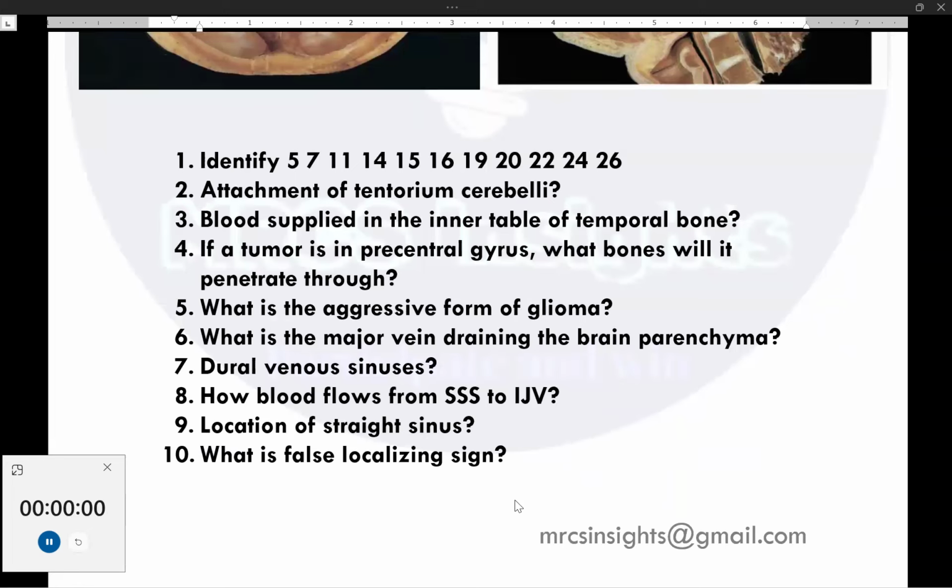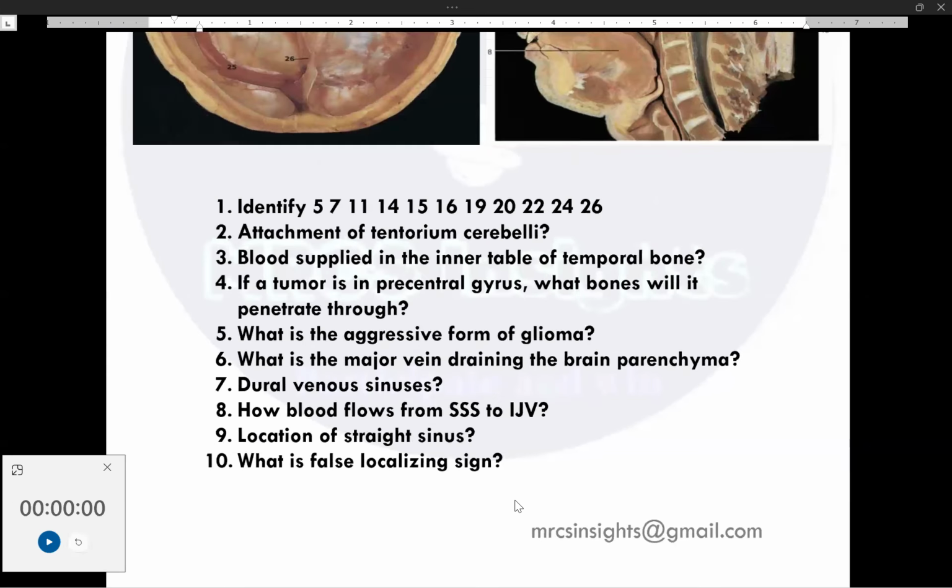So now tell me what is false localizing sign? False localizing signs are neurological signs which reflect dysfunction in an area distant from the exact anatomical location. Like if there is raised intracranial pressure, commonly nerve injury, abducens palsy, but its symptom will be remote from the primary lesion. There will be paralysis of the lateral rectus muscle of the eye, and there is lateral gaze defect. This is known as false localizing sign.